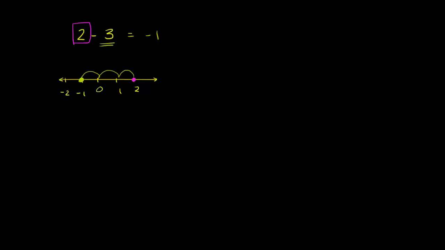Now let's mix it up a little bit more. Let's imagine what would happen if we had -2 minus 3. So this was +2 minus 3. Now let's think about -2 minus 3. So once again, let's draw our number line. And I'll put 0 over here. So this is 0, this is 1, this is -1, -2, -3, -4, -5, -6, and I could keep going.